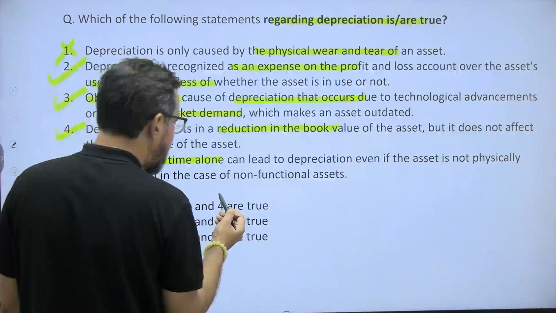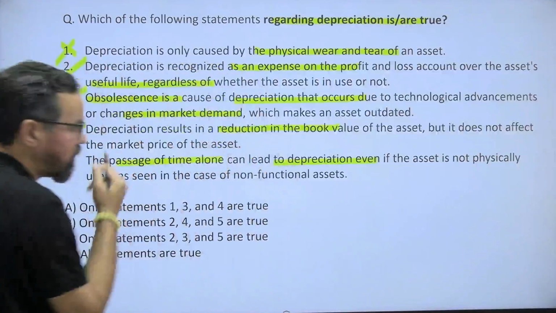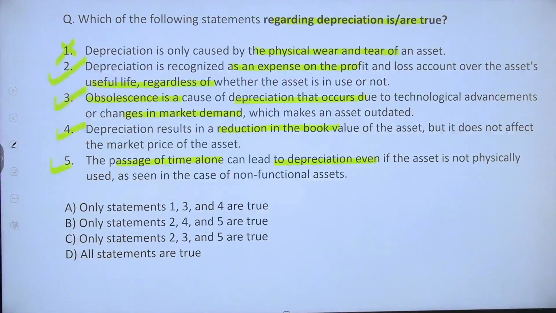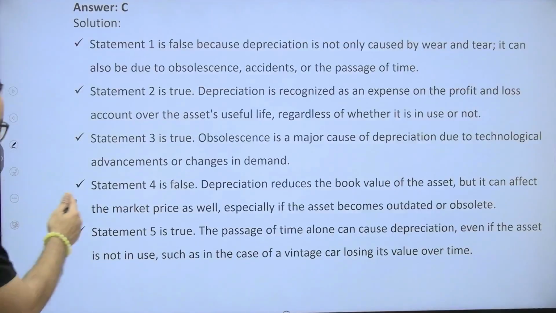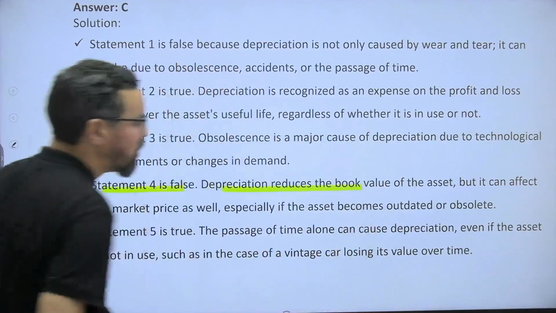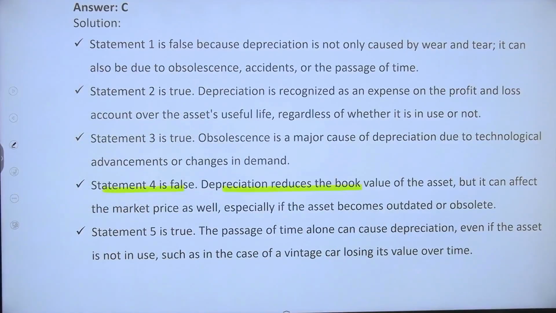The passage of time alone can lead to depreciation even if the asset is not physically used, as seen in the case of a non-functional asset. Depreciation results in reduction in the book value of the asset, but it will affect the market price, okay? Like value sold. That means C should be the right answer for this one. Statement 4: depreciation reduces the book value of the asset, but it can affect the market price as well, especially when the asset becomes outdated or obsolete.